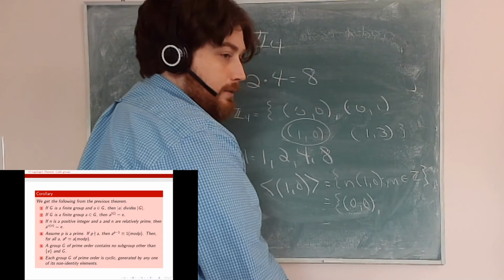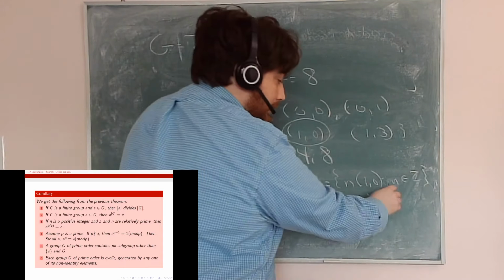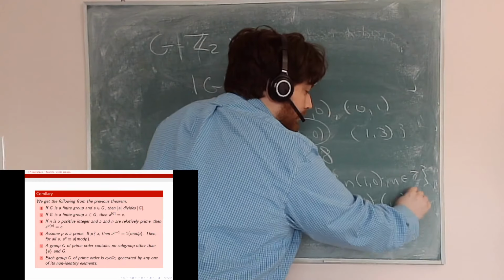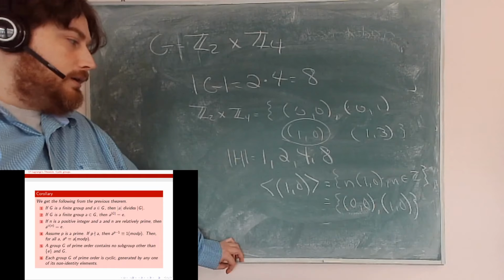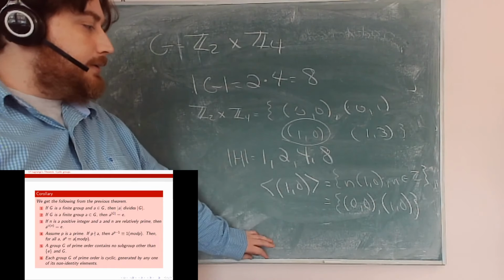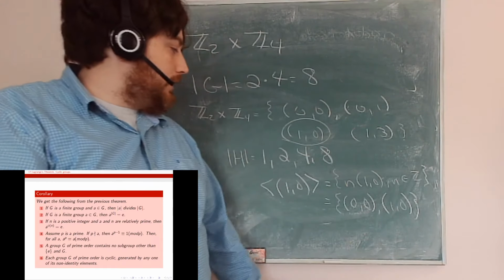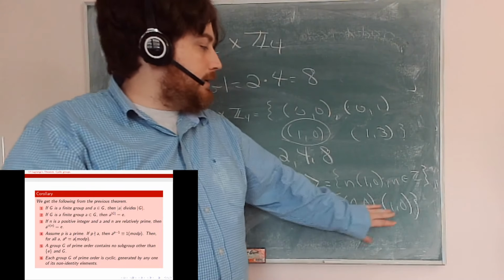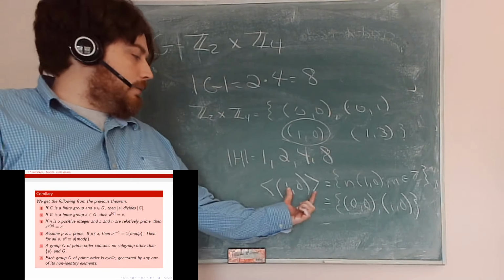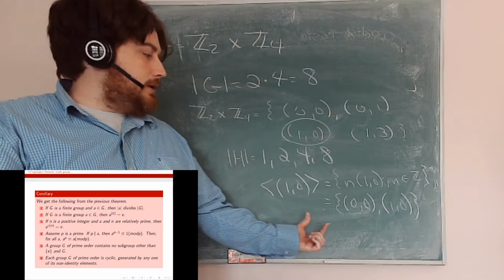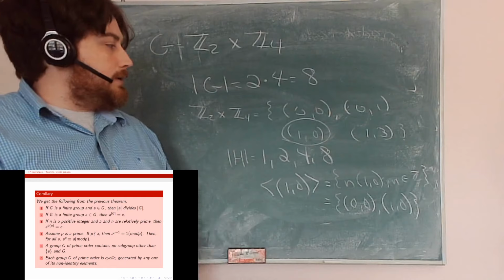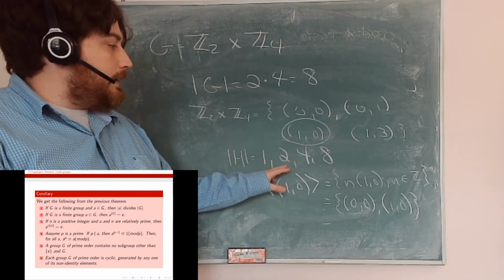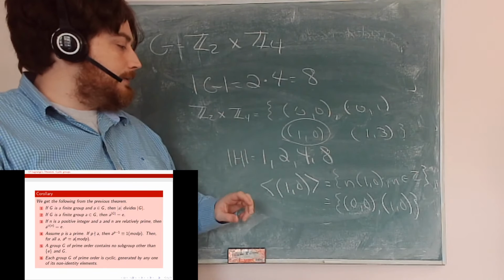Negative 1 is negative 1, 0, which is actually 1, 0. And so really what I get are just the 2 elements, 0, 0, 1, 0. So the group generated by 1, 0 is 0, 0, 1, 0. And notice that the cardinality is 2. Therefore, the order of 1, 0 is going to be 2, because the order of the group generated by 1, 0 is 2. And again, 2 divides 4.